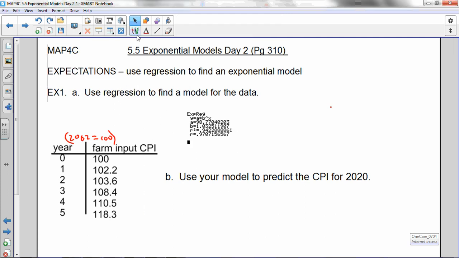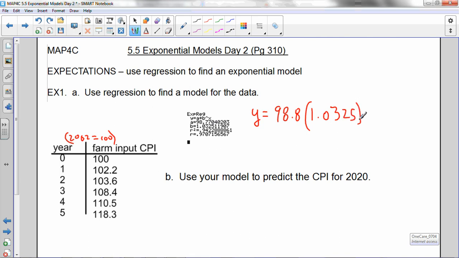And so the function then is y equals 98.8 if I rounded, and then the b value is 1.0325, why not, to the exponent x. So I see my initial value was 98.8. It was a little different than I expected. I expected it to be 100. And then I see this is exponential growth of 3%, right? The r value is 0.0325, or 3.25% growth, if I wanted to see that.